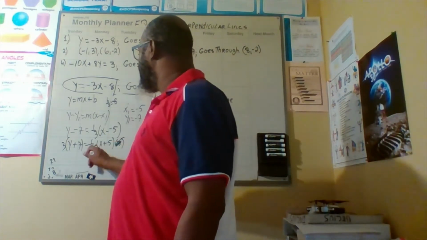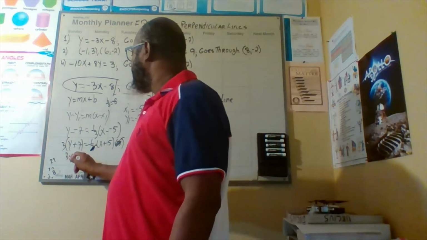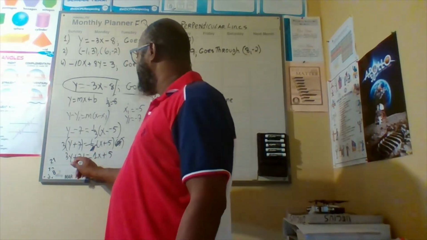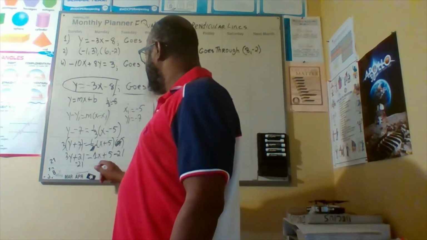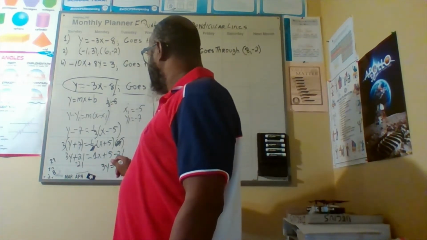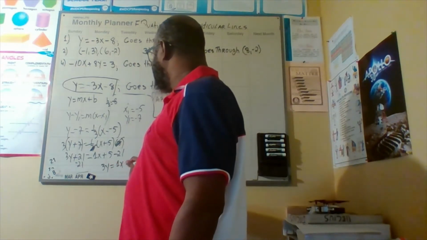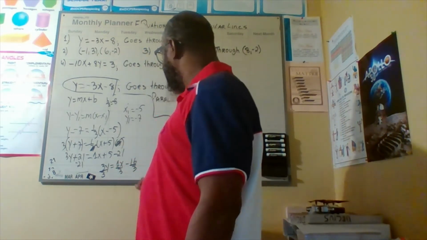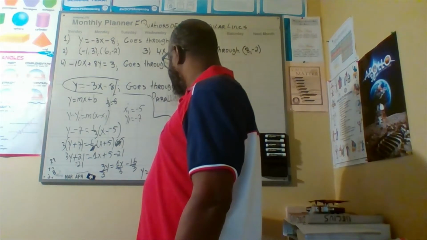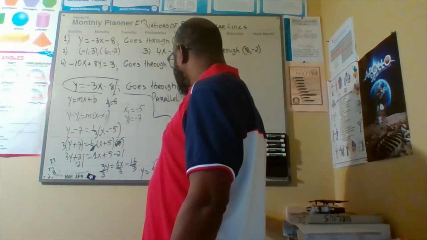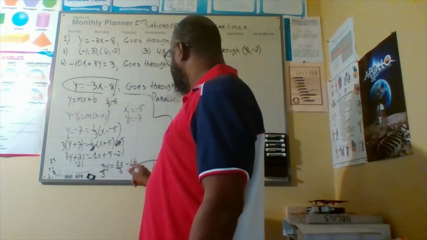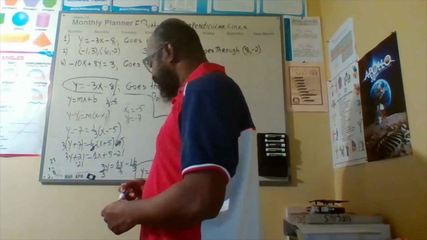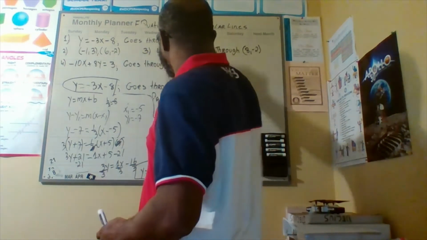Then you will have 3y plus 21 equal 1x plus 5. Subtract 21 on each side. Then you will have 3y equal 1x minus 16, divided by 3. Then the equation that is perpendicular to that is y equal 1/3 x minus 16 over 3. This is the equation that is perpendicular, and you're done. Alright, that's how you do that. Alright, you're done with that.